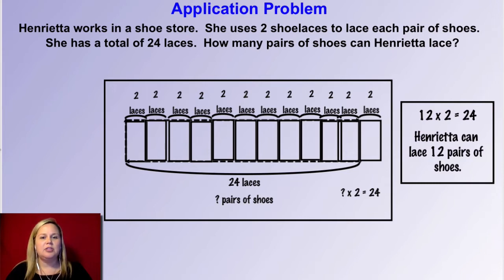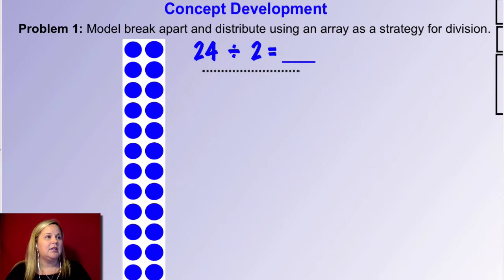Okay, so let's jump in and look at another problem. We're going to be modeling how we can break apart and distribute. Remember, that's the distributive property, using an array as a strategy for division. Okay, so let's take a look at this array. If I look at this array that I have, there are 2 in each row, and there are 1, 2, 3, 4, 5, 6, 7, 8, 9, 10, 11, 12.